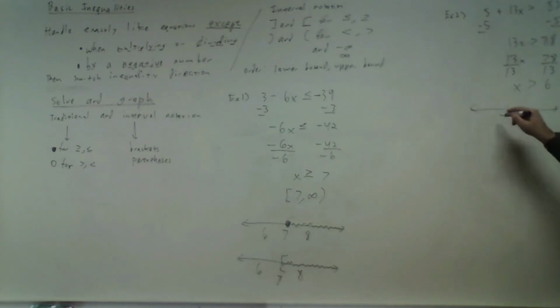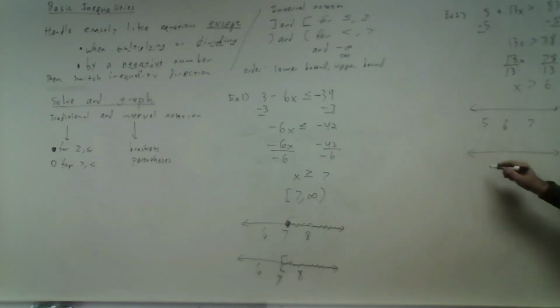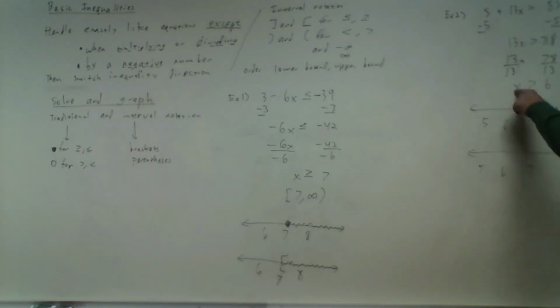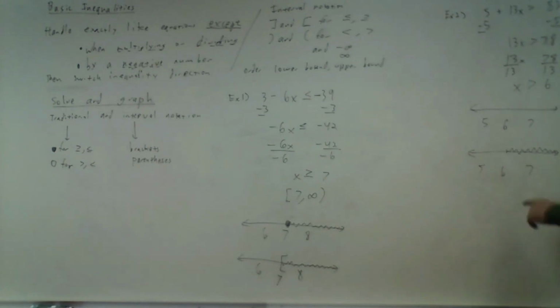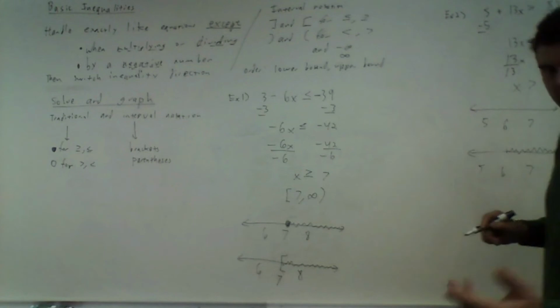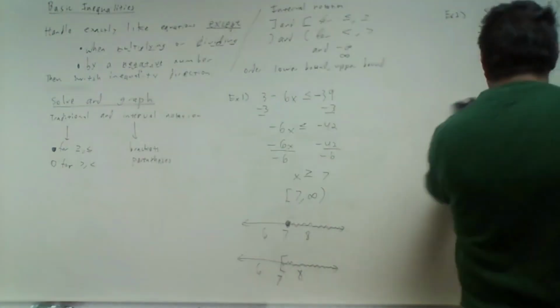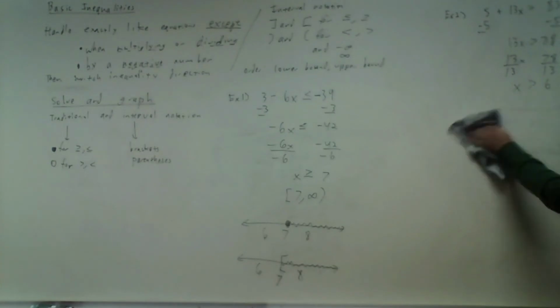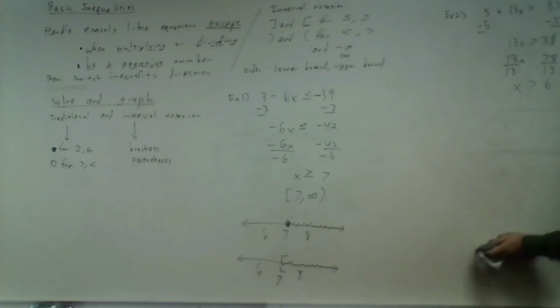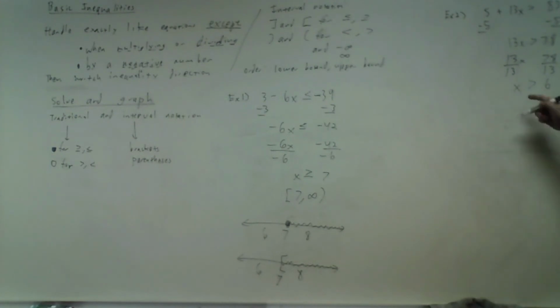So 6 is our center point, with 7 and 5 next to it. This time I'll do interval first. x is greater than 6, so we shade the numbers that are greater than 6. In interval notation, we will enclose that with a rounded parenthesis. Oh, I forgot to write interval notation. First of all, if x is greater than 6, that means 6 is the lower limit, and there's no limit to how large x can get.